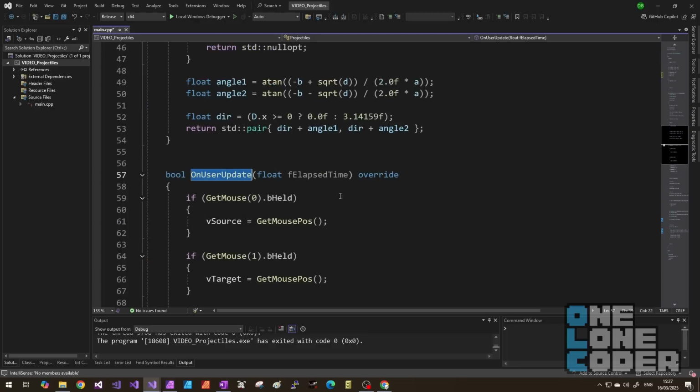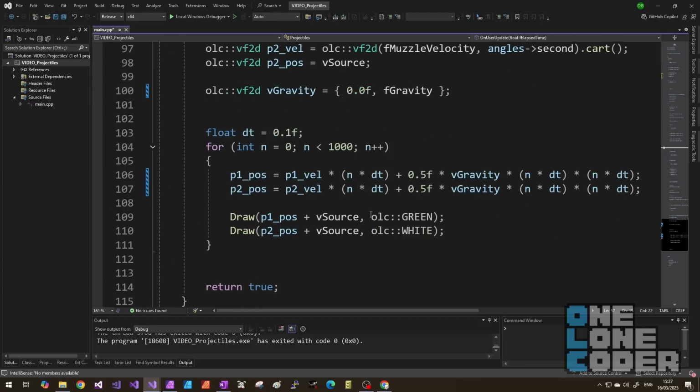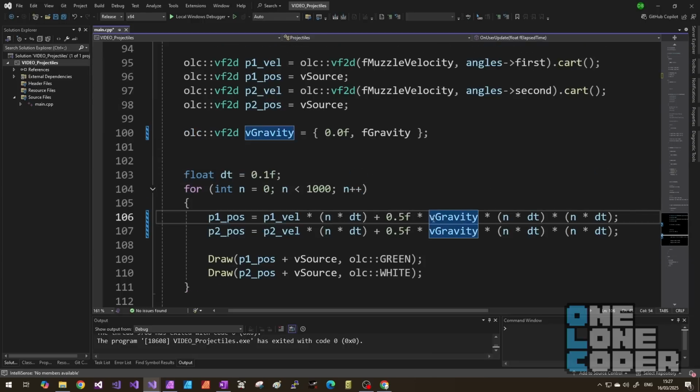At the bottom of the onUserUpdate function, we had a small procedure which drew the projectile's trajectory, and it did so using realistic physics. We can see here ut plus half at squared, and our a, the force in that equation, was defined as this vector here, which only had gravity in the y-axis. It had no x component at all.